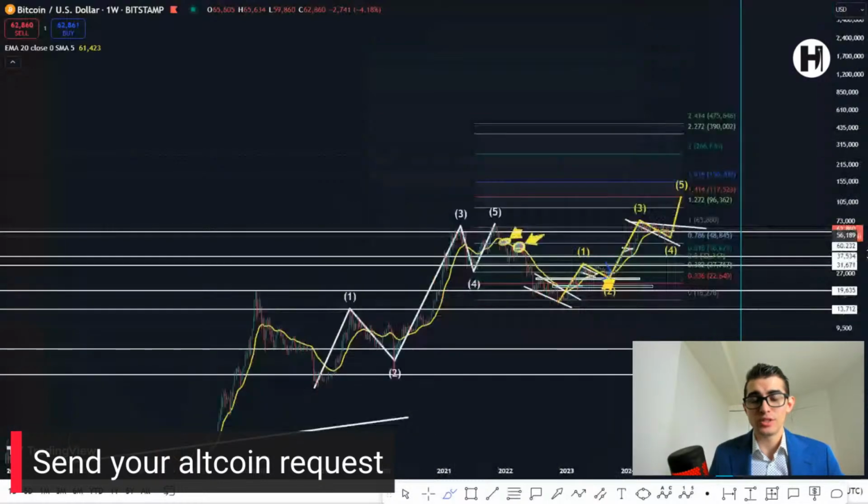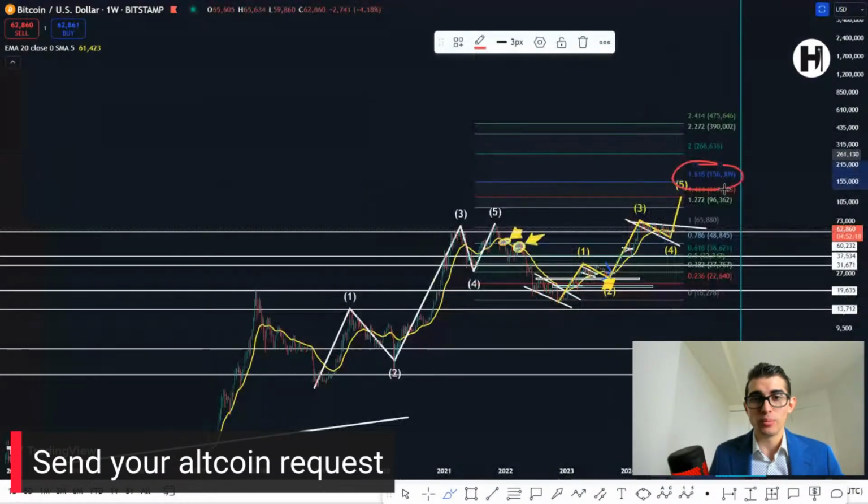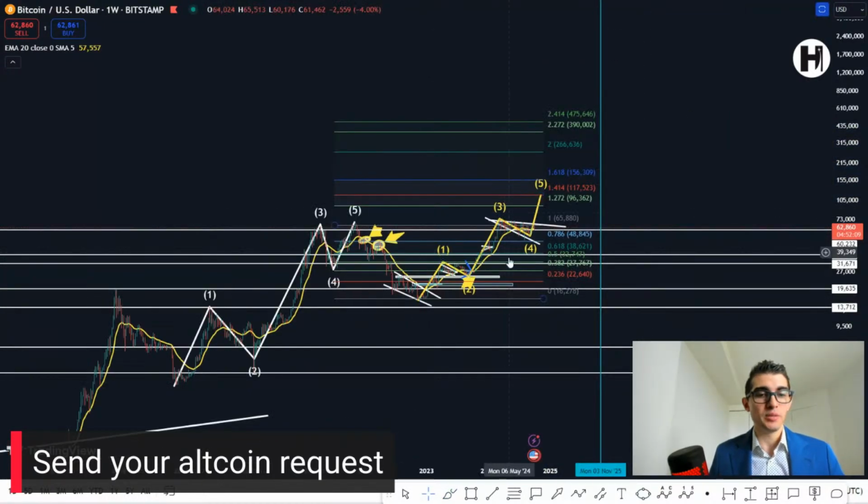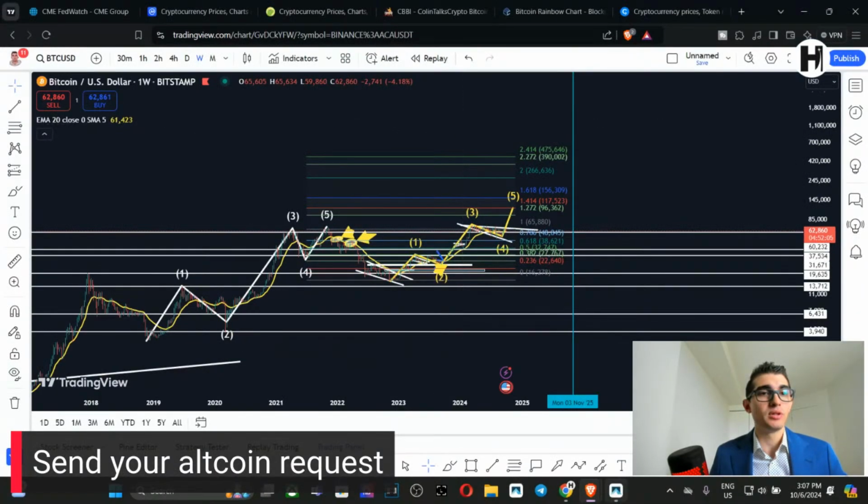If we take a look at the previous cycles, the 1.618 was always met, and then some. Like sometimes we even went past the second fib level. So it depends on how bullish we get this time around. There's obviously a lot more people in the markets.